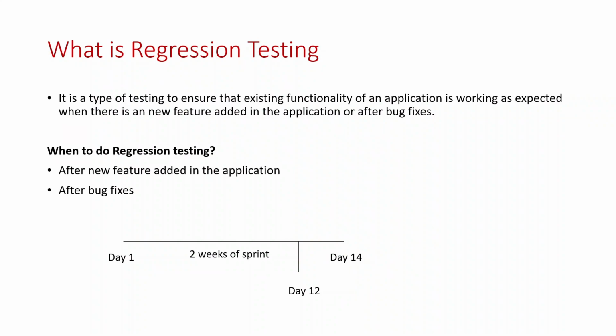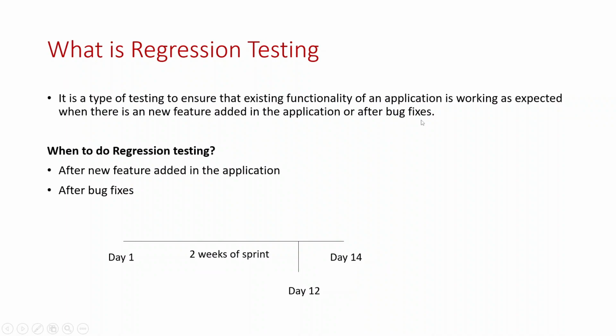I am going to explain that with an example later. For now, just understand this definition. What is regression testing? It is a type of testing to ensure that existing functionality of an application is working as expected when there is a new feature added in the application or after bug fixes.